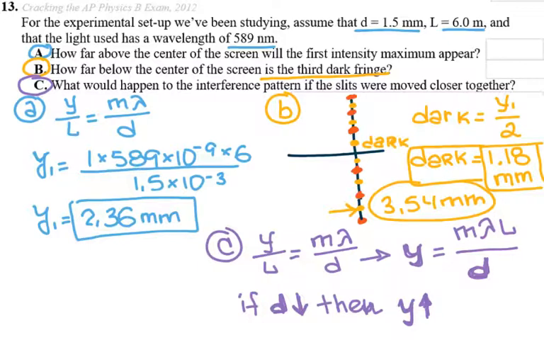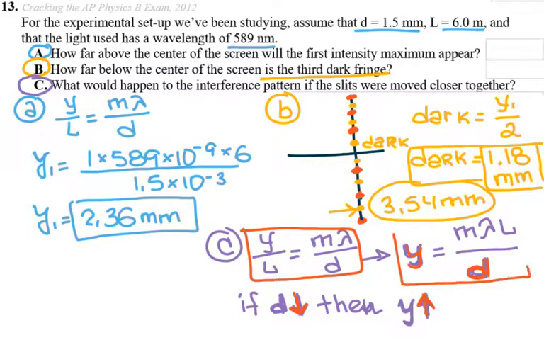And then for the last one, they ask what would happen to the interference pattern if the slits were moved closer to each other. So I looked at this formula and I want to see the relationship between y and d. Because d, they said, is going to get smaller, the slits are closer to each other. So when d is decreasing, y is going to be increasing. So the distance between the fringes is going to increase as d, the distance between the slits, gets smaller.